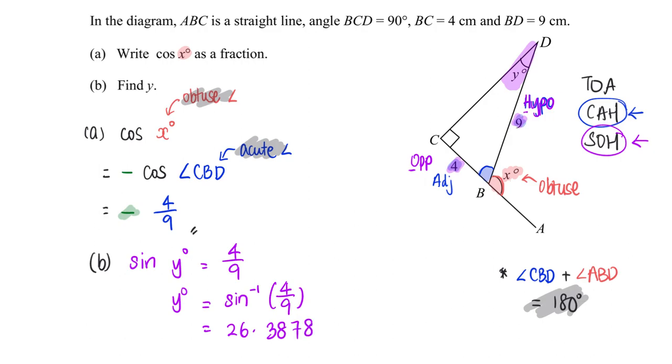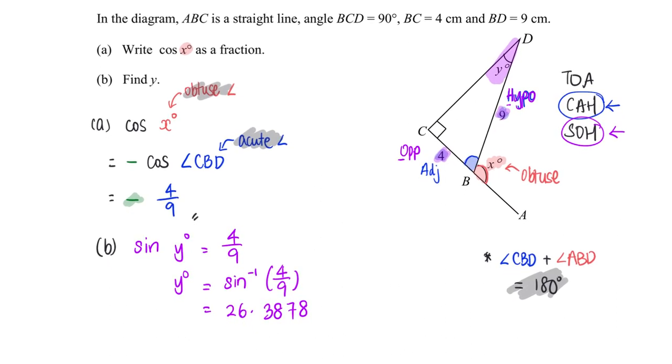And the final answer is 26.4 degrees to 1 decimal place.